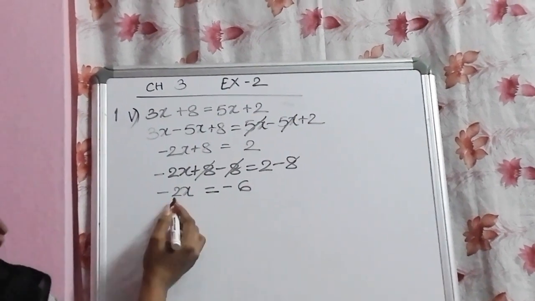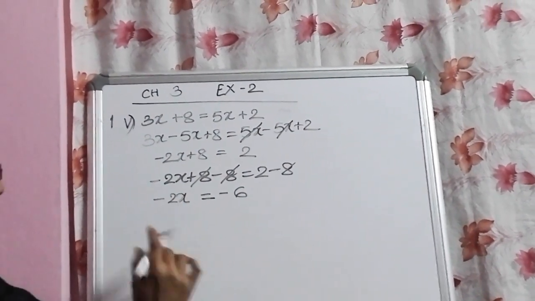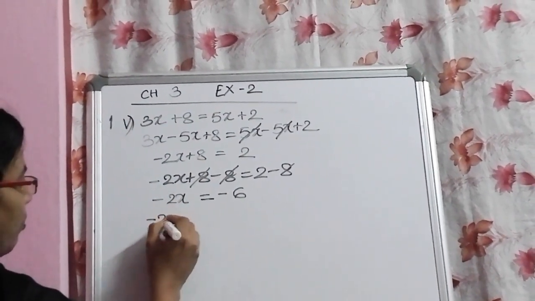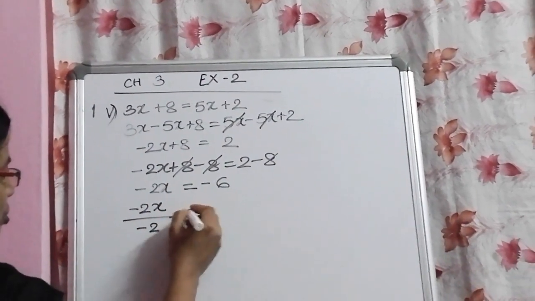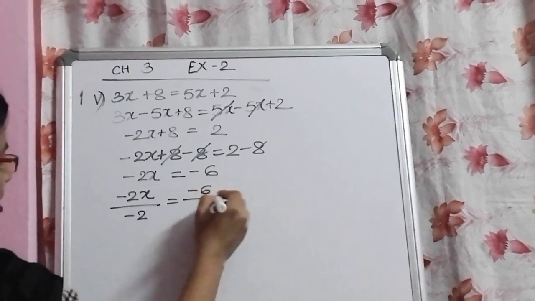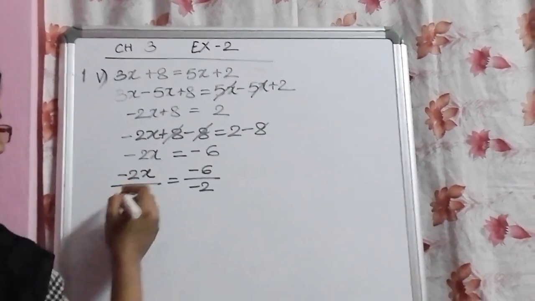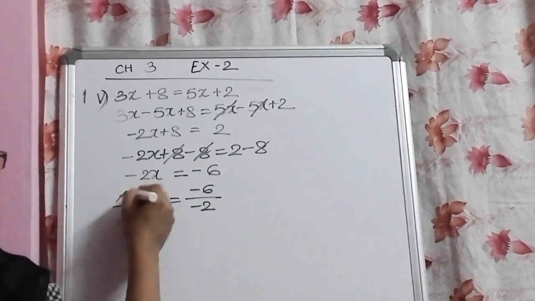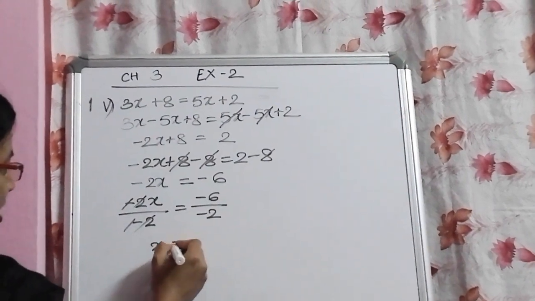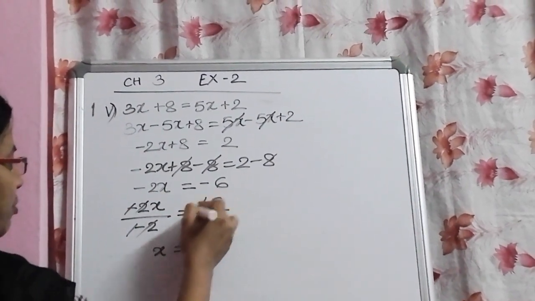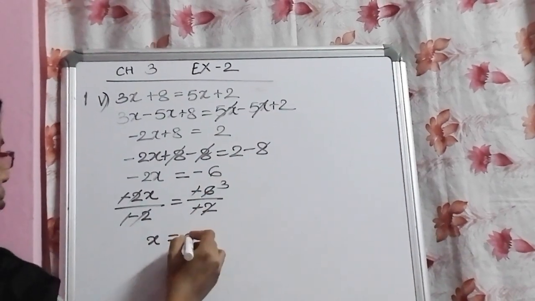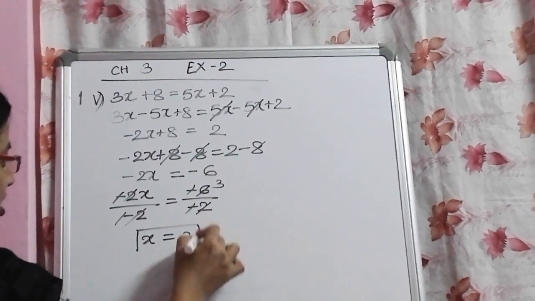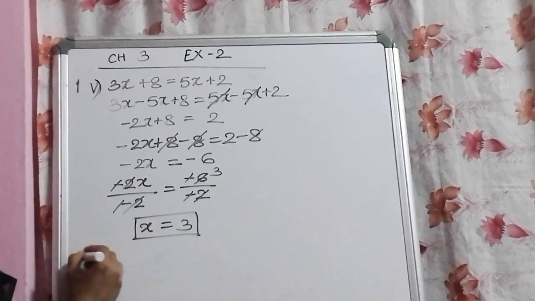Now what you are going to do is, we should see that on this side only x is there. So now minus 2x, divide both the sides by minus 2. So minus 6 by minus 2. Minus and minus get cancelled, 2 and 2 get cancelled. Here we are left with x. Minus and minus get cancelled. 2 3s are 6. So x is equal to 3 is the value you got for the variable.